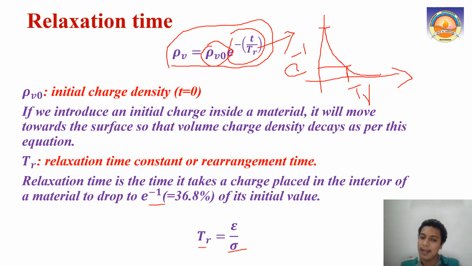Its value is given by epsilon divided by sigma. So this e raised to minus 1 means 0.368, which is why we say 36.8 percent of its initial value. For the initial volume charge density to reach 36.8 percent of its initial value, whatever time it takes is called the relaxation time constant. It depends on the permittivity as well as the conductivity of the material. That is why its formula is Tr equal to epsilon divided by sigma.